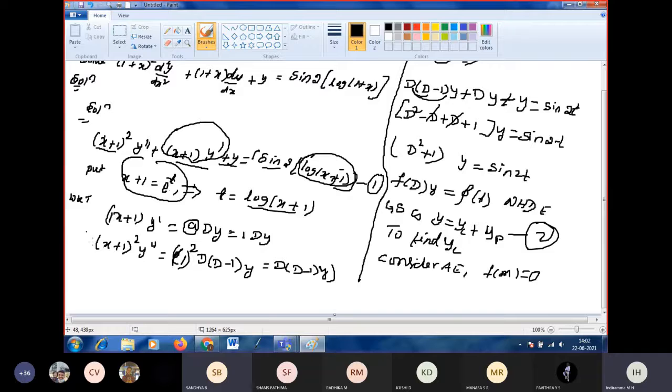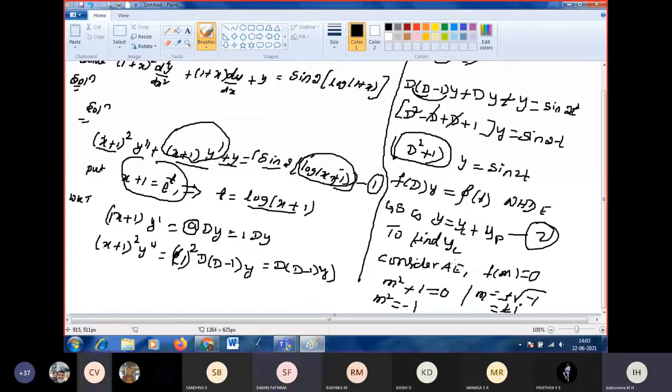In f(D), replace D by m. That will be your auxiliary equation: m² + 1 = 0. If m² + 1 = 0, what is m²? Minus 1. What is m? Plus or minus root of minus 1, that is plus or minus i. What is the nature of the roots? Complex roots.